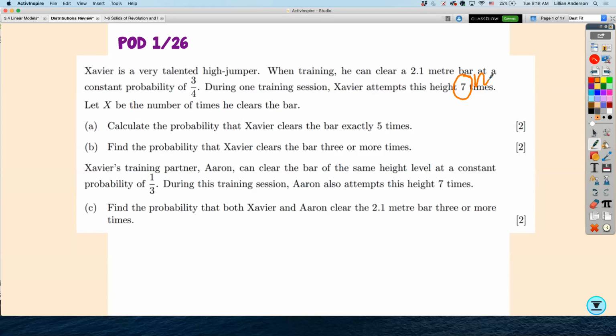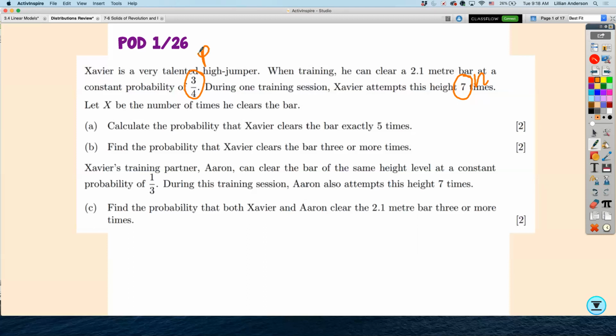The third thing is that each trial is independent of the other, which is true. Just because he clears it the first time doesn't mean he's going to clear it the second time. That has nothing to do with him clearing it the second time. So this 3/4 represents what for our binomial experiment? Our probability, our P.